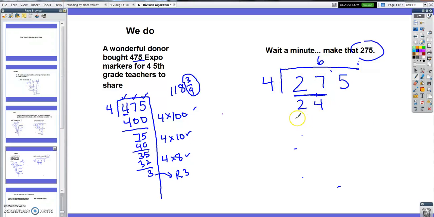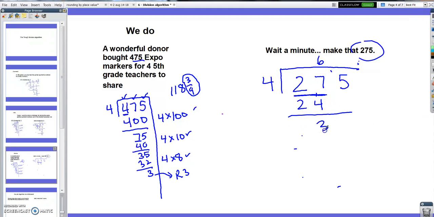6 times 4 is 24. That leaves me 3 after I subtract. And 4 times 8 was 32. There's my remainder of 3, 68, and 3/4 of a marker. All right. That is it for day 2 of the division standard algorithm. After you finish writing your example down, whichever method you prefer, we will finish up tomorrow.